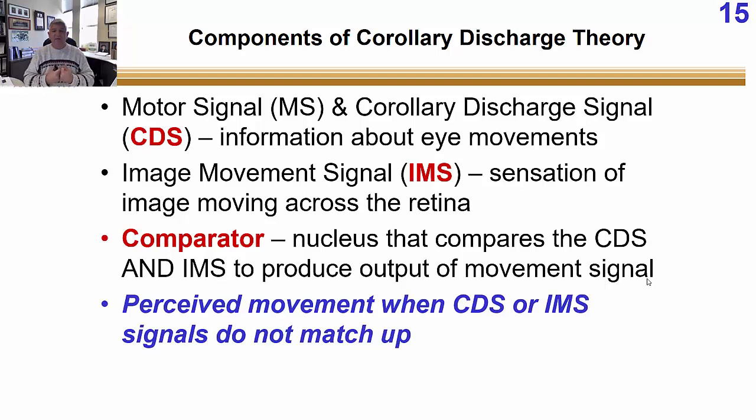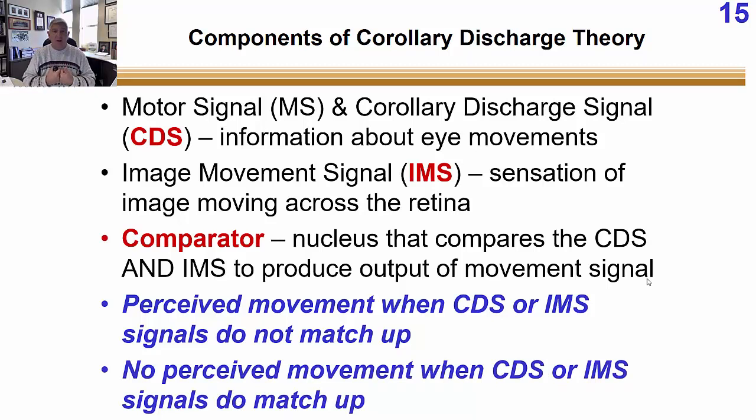When the CDS and the IMS signals do not match, meaning there's activity in the CDS but no activity in the IMS, we perceive movement. Or there's no activity from the eye moving, but there's a real movement signal, then we perceive that as movement when they don't match up. If they do match up, right?